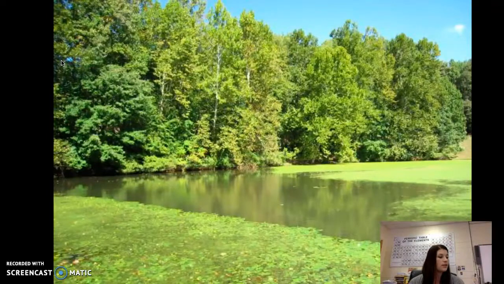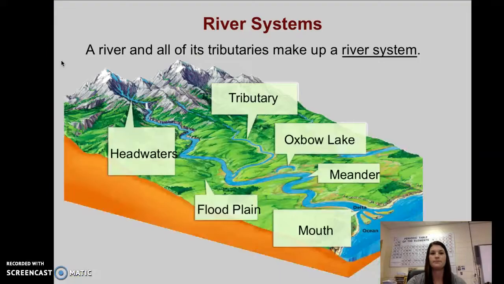And some of you may have noticed that it's kind of green and gross looking, which is actually a problem. It's not a super healthy source of surface water because it's kind of green like that, and we'll talk about that towards the end of the notes. So first we're going to talk about river systems.